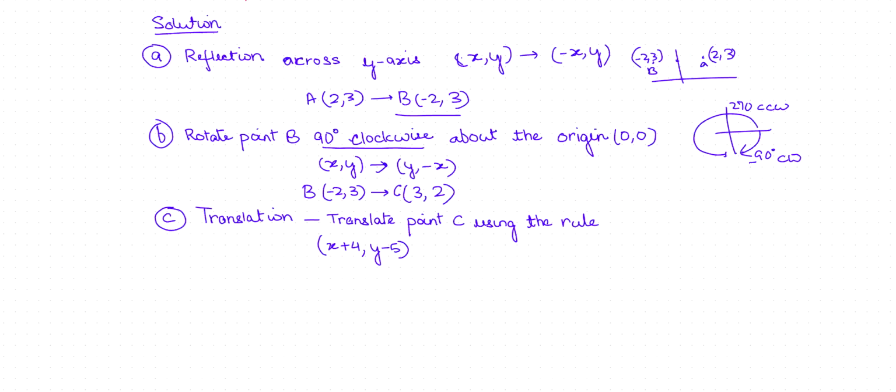Now is the translation, which will change x to x plus 4 and y to y minus 5. C was (3, 2), and we got D as (7, -3). So we started with the point (2, 3) and ended with D, which is (7, -3).